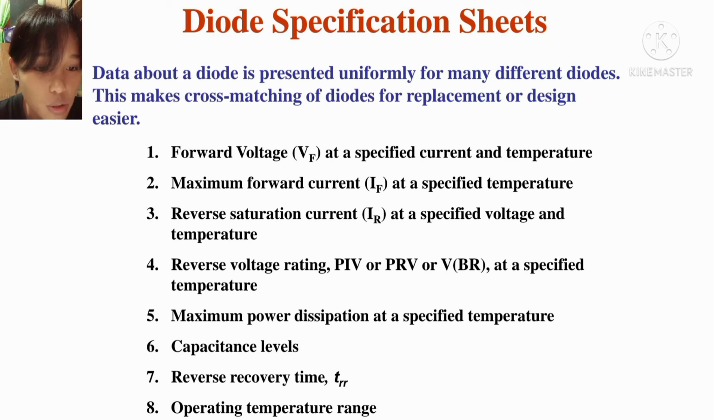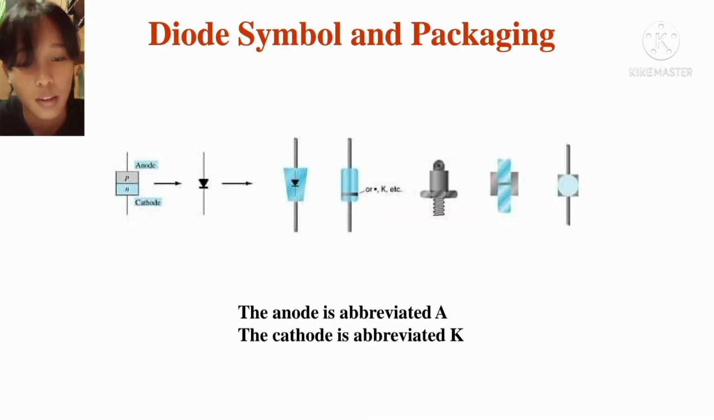Number 3, reverse saturation current at a specified voltage and temperature. Number 4, reverse voltage rating or PIV or PRV or V_BR at a specified temperature. Then maximum power dissipation at a specified temperature, capacitance levels, reverse recovery time, and operating temperature range. And next is the diode symbol and packaging. A is the abbreviation for anode, and K is the abbreviation for cathode.